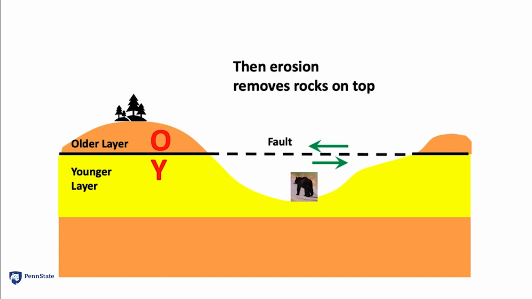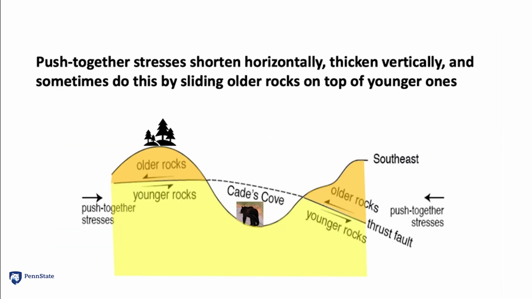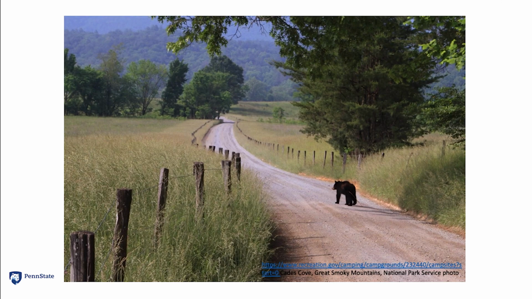After that happened, after the fault broke and it moved it like this, erosion happened, and it took down the surface, so it looked something like that where the bear is. Or it looked like this diagram we've been looking at, or it looked like the bear. And so there we have, pushed together can bend things, it can squeeze them, but it can also shove older ones on top of younger ones, so the bear can be walking on the younger rocks at Cades Cove in the Great Smokies.